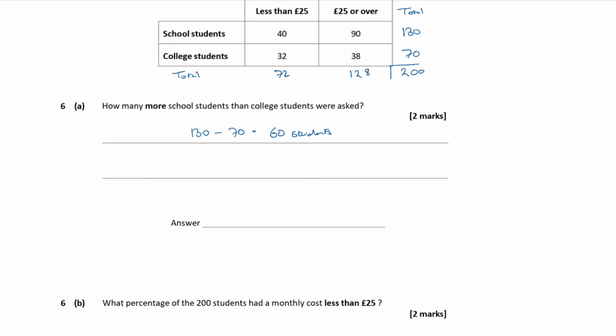So as a percentage, well, as a fraction, it's going to be the 72 students whose contract cost less than £25 over the 200 students there were altogether. Okay, so as a fraction, it's going to be 72 over 200. But remember, percentages are out of 100 and not 200. So we need to divide by 2 between there and there. And dividing 72 by 2 as well. 72 divided by 2, half of 72 is 36. Okay, so 36 out of 100, that is the same thing as 36%. So 36% had a monthly contract which costs less than £25.